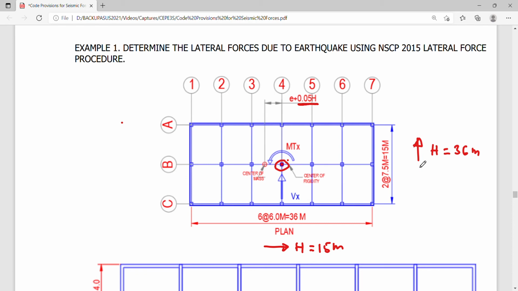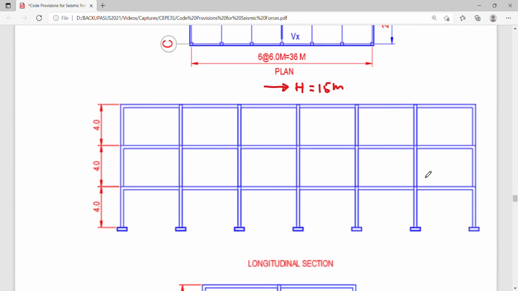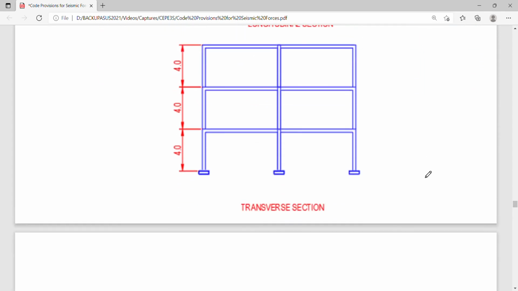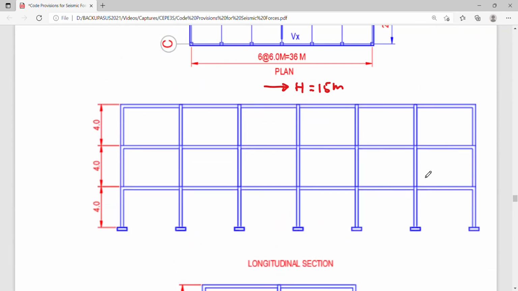So if this is the consideration, then you use the distance perpendicular to the direction involved. In our computation, you will have to take note that h here has two values depending on the direction of your lateral force. If we are going to take a look at the longitudinal elevation or section and also the transverse section, it is also fairly regular. So the heights are equal. In terms of the story heights, it is 4.0.